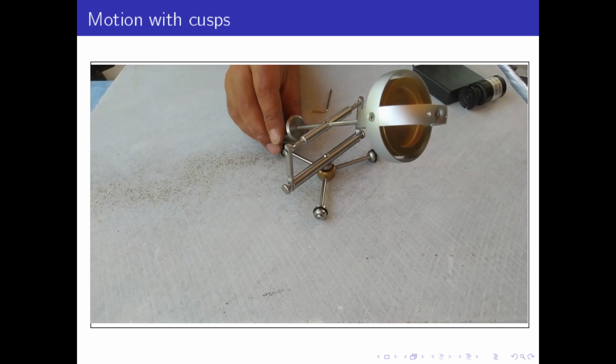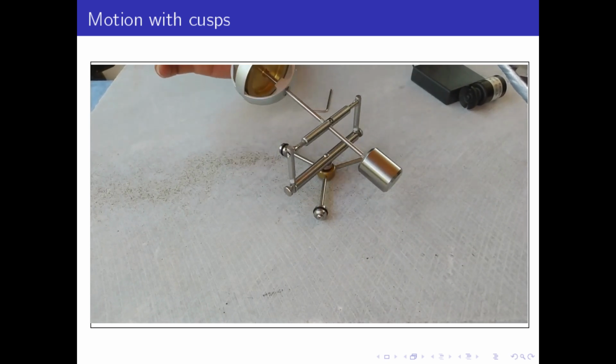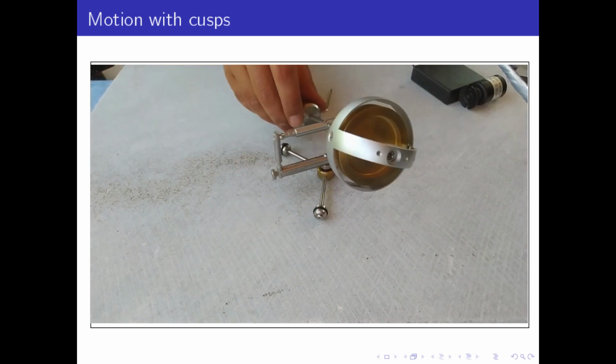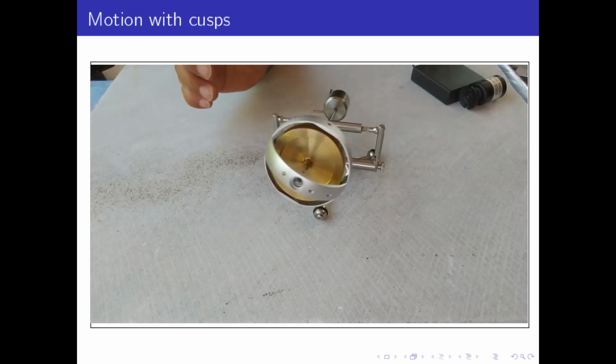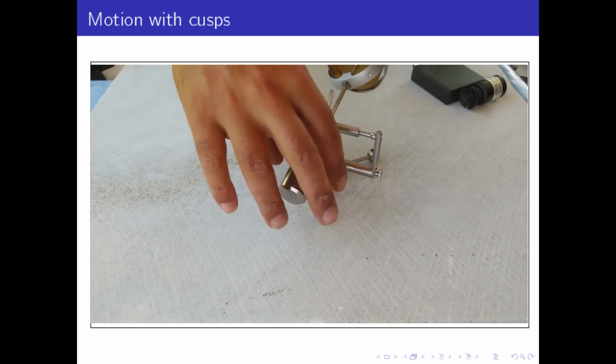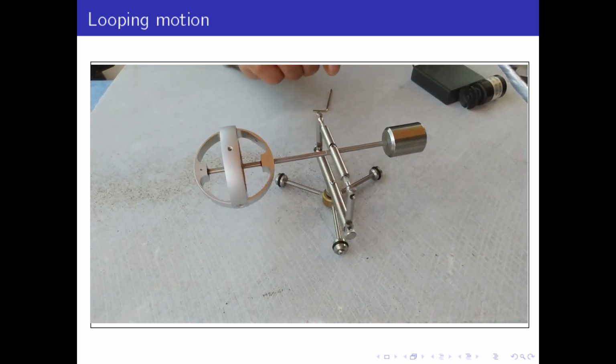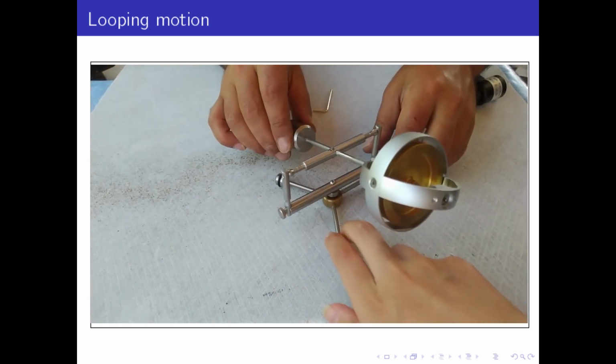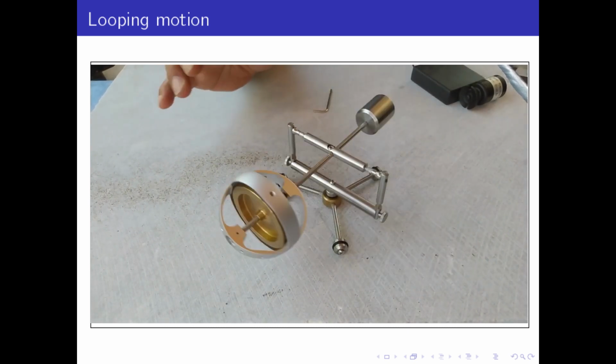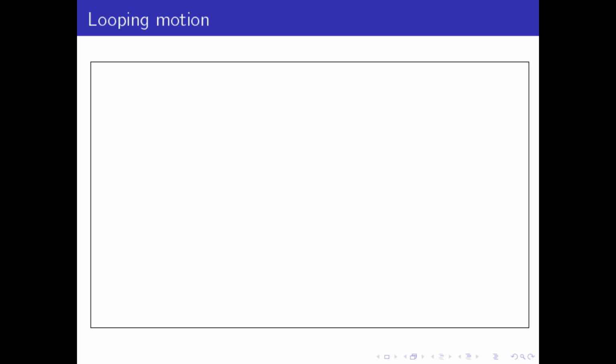In this case, the gyroscope makes the motion with cusps at the beginning, and it becomes wavy precession as time passes due to the dissipative effects. Now we see a different type of motion. The symmetry axis of the gyroscope makes loops, and the name of this motion is looping motion.